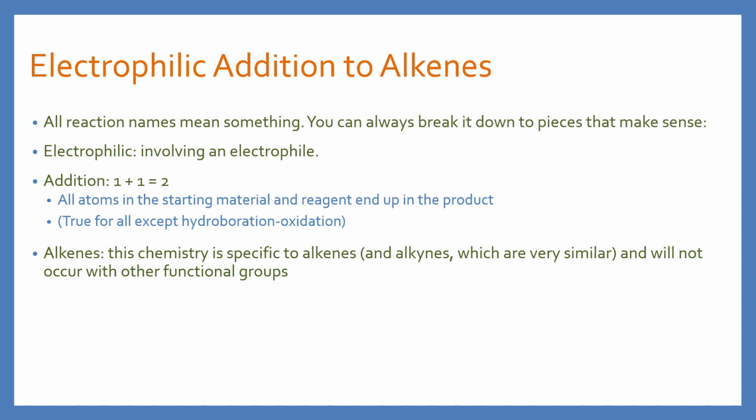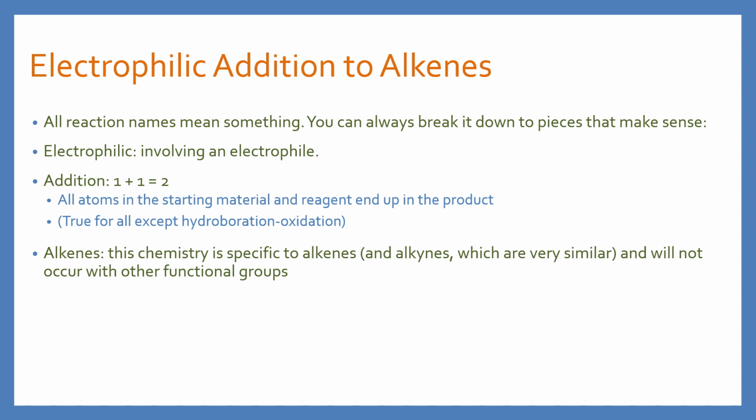Addition means exactly what it means even outside of organic chemistry. It means we are adding things together. 1 + 1 = 2. And what you'll see is that in the majority of these reactions, all of the atoms that are in the starting material and in the reagent end up in the product. So you can actually see the 1 + 1 = 2 situation happening across our chemical reagents. There's only one reaction where this isn't quite true, but it still does a 1 + 1 = 2 thing, and I'll show that to you.